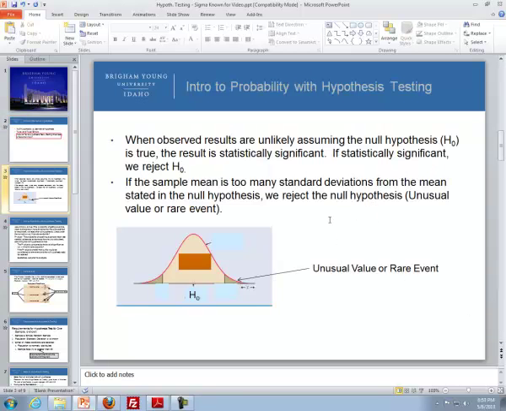Okay, so let's talk about this a little bit. When the observed results are unlikely, assuming the null hypothesis, H naught, is true, the result is what's called statistically significant. And if statistically significant, we reject the null hypothesis. For instance, if a sample mean is too many standard deviations from the mean stated in the null hypothesis, we reject the null hypothesis, and that would be an example of an unusual value or a rare event. Say, for instance, on this normal distribution curve, at the center is the null hypothesis. If we get a sample mean x bar out here, or perhaps out here, that would be an example of an unusual value relative to the null, and therefore we reject the null hypothesis.